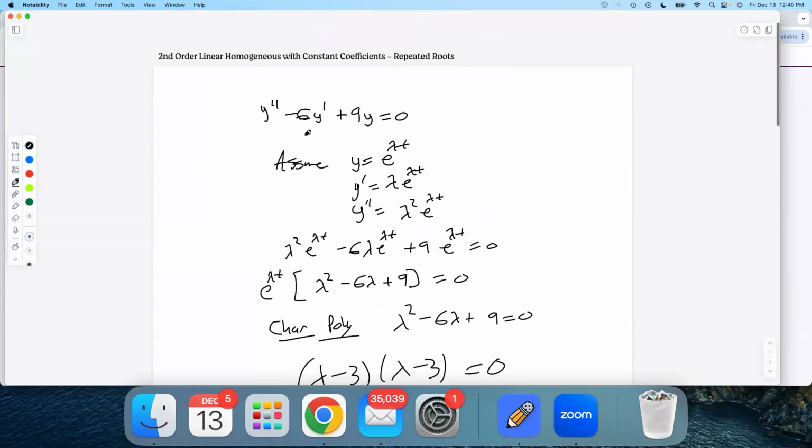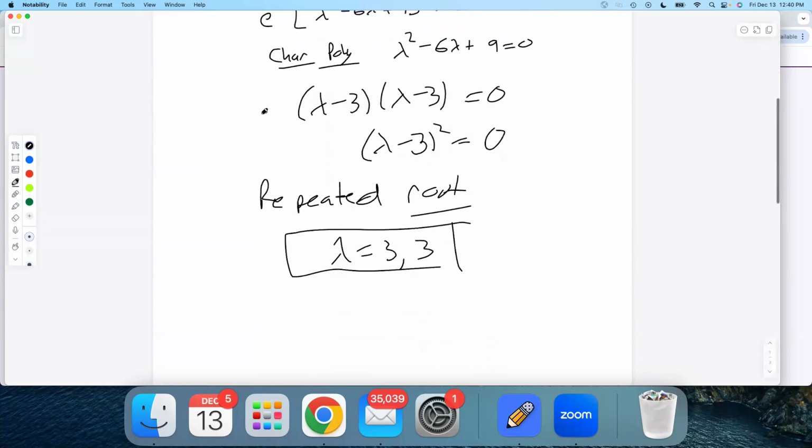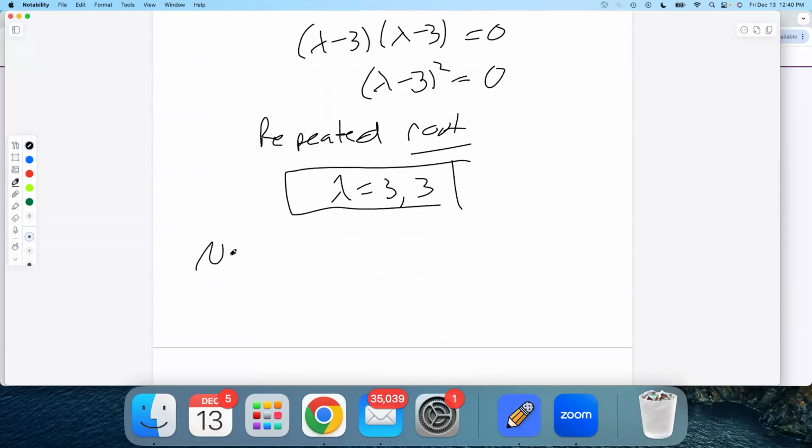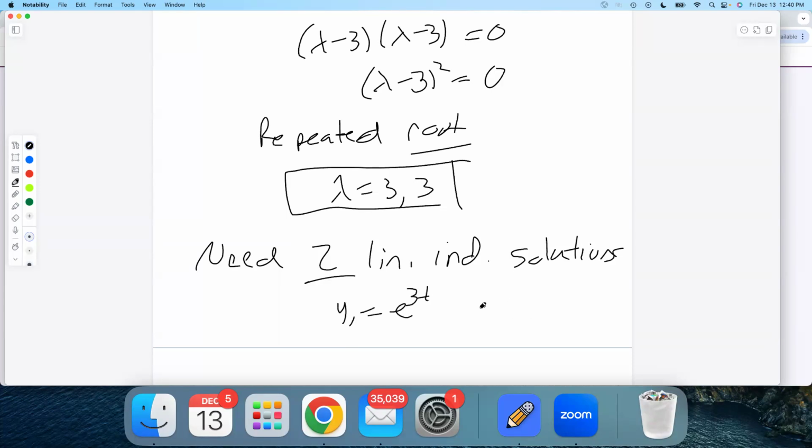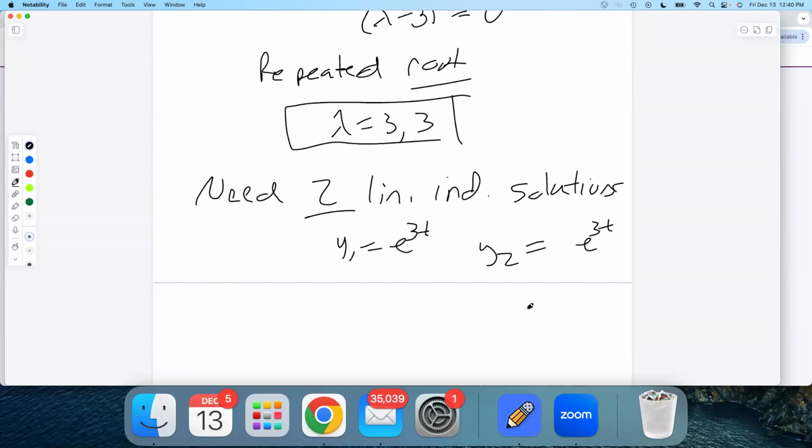We have a second order DE. We need two linearly independent solutions to get our general solution. Remember, independent is the good kind. I can't do y1 equals e to the 3t and y2 equals e to the 3t. That's the same solution twice. Those are not linearly independent. Those are dependent. So what do we do when this happens? We tack on an extra t.